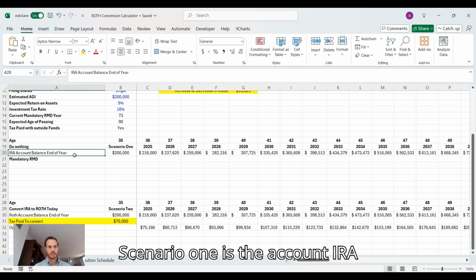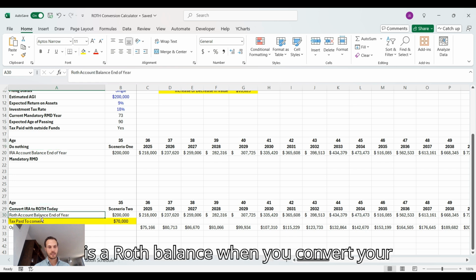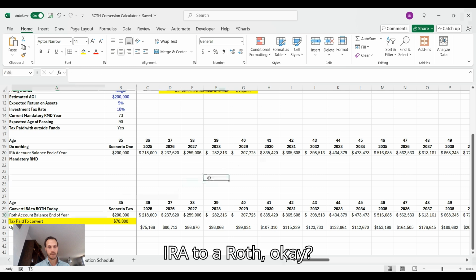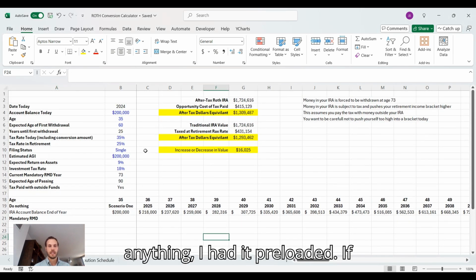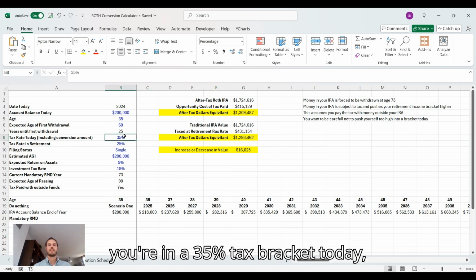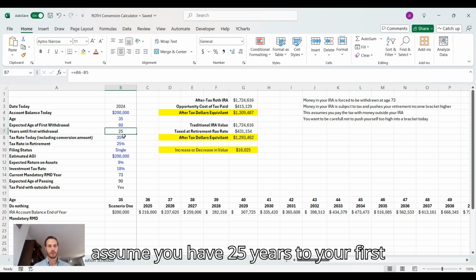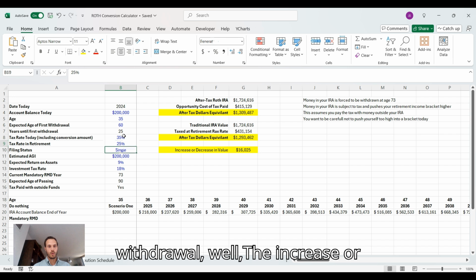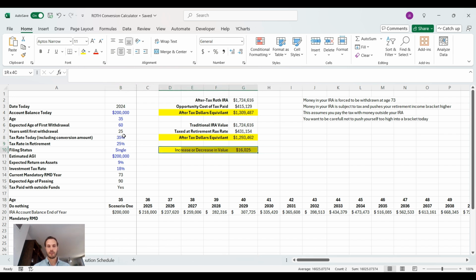Okay. So below, I have the different scenarios. Scenario one is the account IRA balance when you do nothing. And this is a Roth balance when you convert your IRA to a Roth. Okay. So in this scenario, without touching anything, I had it preloaded. If you're in a 35% tax bracket today, your account's worth $200,000, and you assume you have 25 years to your first withdrawal. Well, the increase or decrease in value by doing the conversion is $16,000 to you.